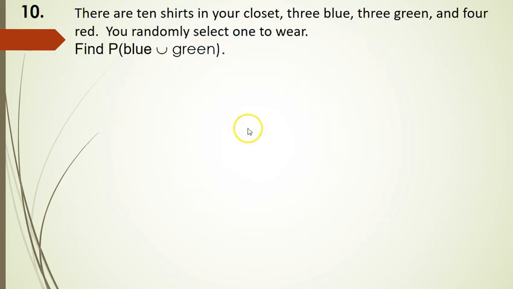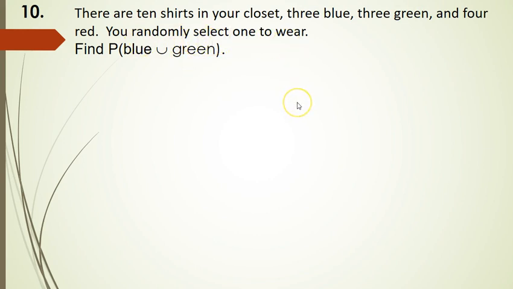All right, number 10 says there are 10 shirts in your closet, 3 blue, 3 green, and 4 red. You randomly select one to wear, okay? Find the probability of blue or green. Again, this is going to be adding together and maybe subtracting if there's some overlap. It says there are 10 shirts in your closet, right? So we're going to put whatever these numbers are over 10. It says you randomly select one to wear.